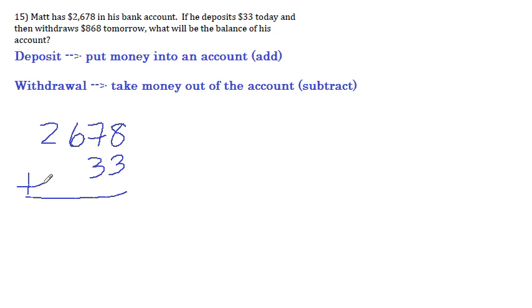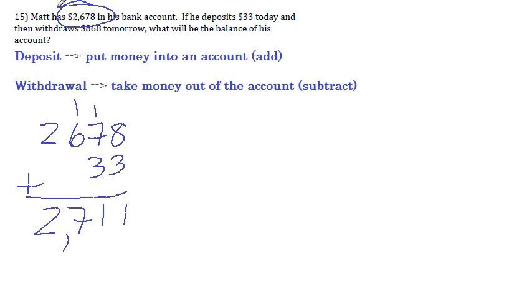And I'm going to start then by adding the $33 that Matt deposits. So I got to add those numbers. 3 plus 8 gives me 11. Carry the 1. Now I've got 1 plus 7 is 8, plus 3 gives me another 11, carry that one. 1 plus 6 would give me 7, nothing to carry, and then the 2 gets to just come straight down. So right now, after the deposit, Matt would have $2,711.